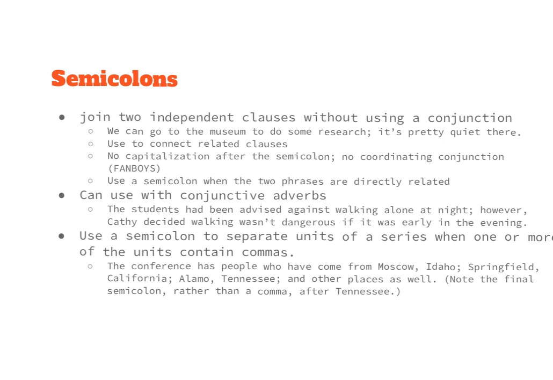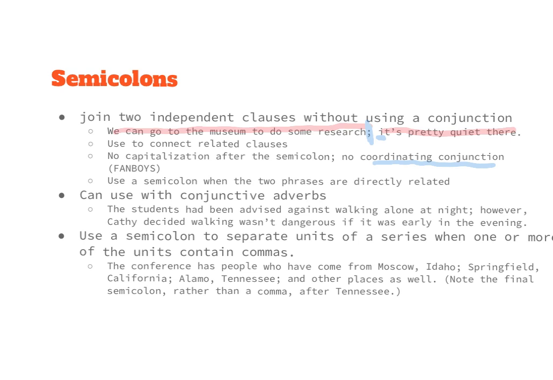If you'll think back to the L1 lessons, we talked about an independent clause as a complete sentence, and you don't use conjunctions. So "we go to the museum to do some research" is a complete independent clause. "It's pretty quiet there" is a complete sentence as well. We've got our semicolon, and notice this is not capitalized. Don't use coordinating conjunctions after the semicolon either, or then it's breaking the rule. If you're going to use a coordinating conjunction, you need to use it with a comma instead.